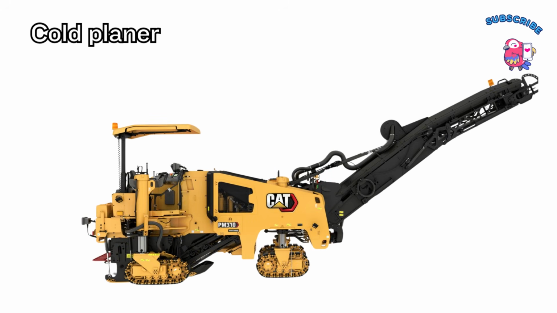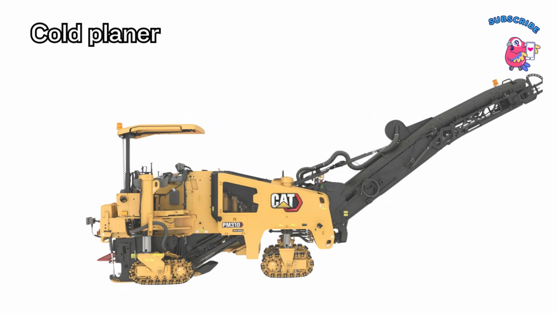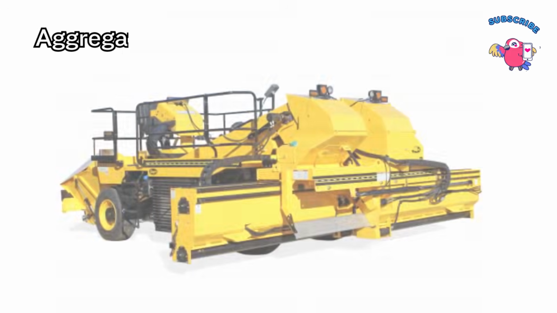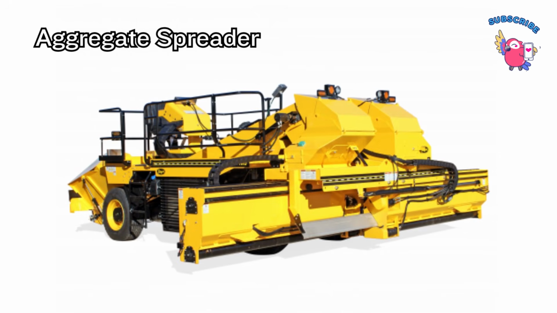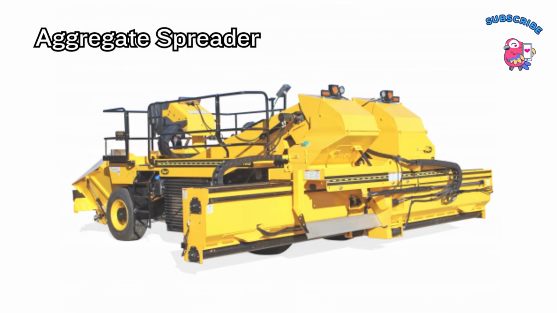Cold planer. A cold planer, also called a milling machine, is a road construction machine used to remove old asphalt or concrete from road surfaces. Aggregate spreader. An aggregate spreader is a machine used to distribute crushed stone, gravel, or other aggregate materials evenly on a road surface.